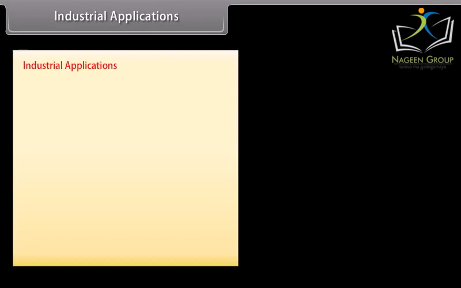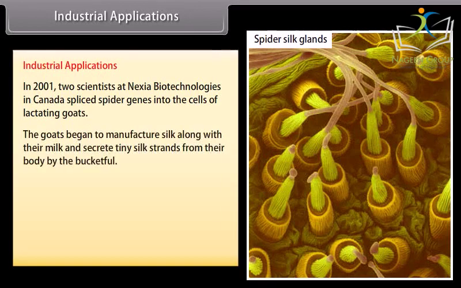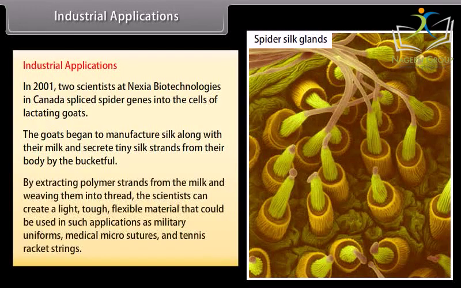Industrial applications. In 2001, two scientists at Nexia Biotechnologies in Canada spliced spider genes into the cells of lactating goats. The goats began to manufacture silk along with their milk and secrete tiny silk strands from their body by the bucketful. By extracting polymerase strands from the milk and weaving them into thread, the scientists can create a light, tough, flexible material that could be used in such applications as military uniforms, medical micro sutures, and tennis racket strings.